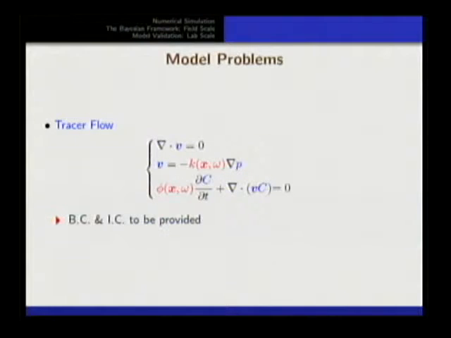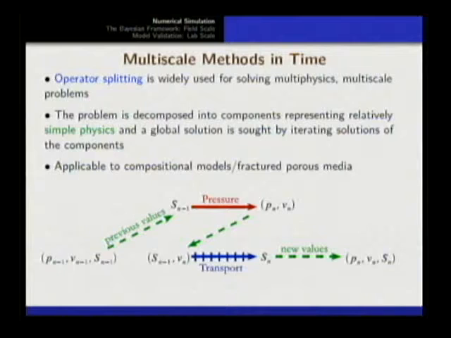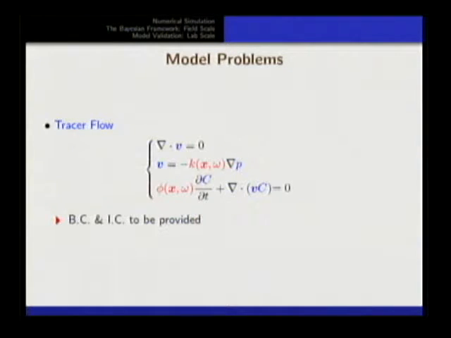And this is a tracer flow. The main difference from the previous problem is that as fluid flows, the flow of the tracer does not affect the velocity field. So there is not a coupling between transport and the equation for pressure and velocity.